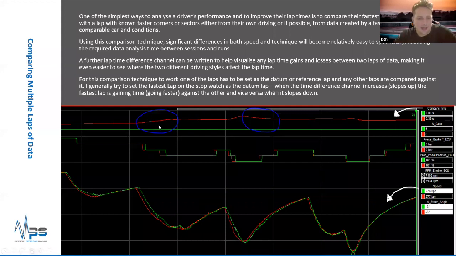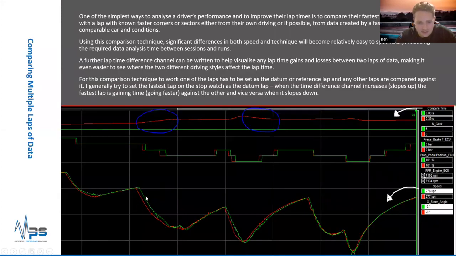In my Pi Toolbox, the way I have my workspace set up, the green one is the datum. So when this time difference channel is increasing, sloping up, that means the green lap, the fastest lap, is gaining time. If we zoom in on that, we can see that's logical, because at this point the green lap is carrying more speed. This is a speed trace, it has more speed, so it's going faster, and therefore less lap time than the red trace. That's an obvious one.